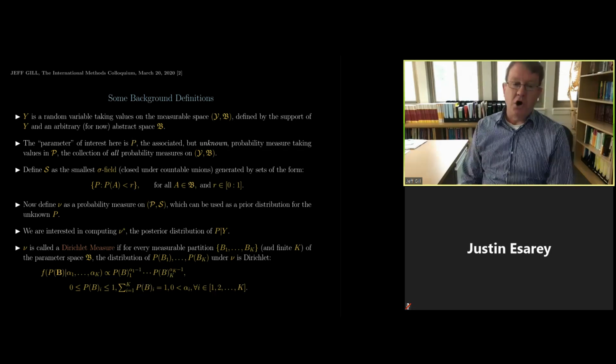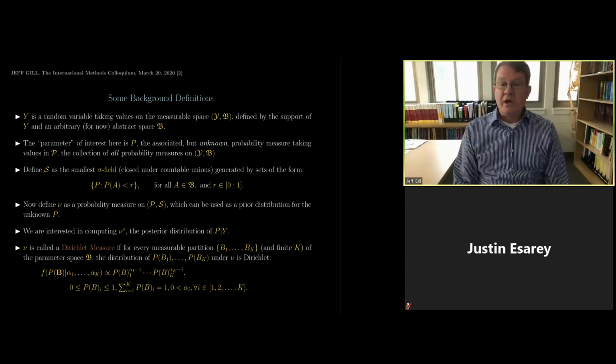Now we're going to define curly S as the smallest possible sigma field generated by sets as follows. That is, the P's such that P of A is less than R for all A subsets of curly B, and R lives between 0 and 1.